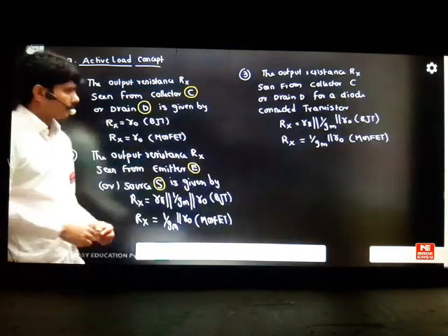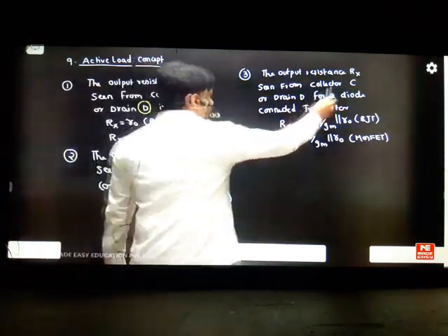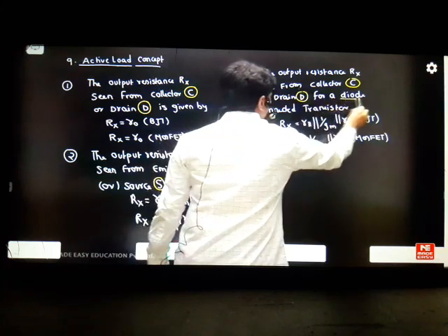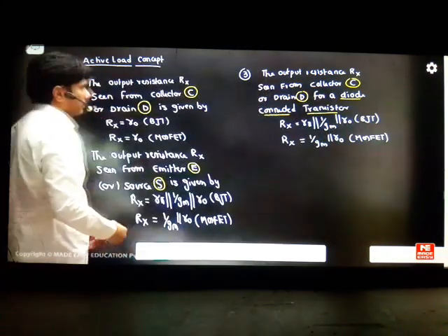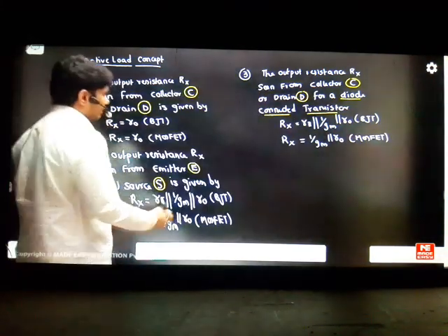Concept number 3. Round up these points in the notes, collector and drain. And here, diode connected transistor you are talking. Diode connected transistor it is. Last statement, statement number 4.